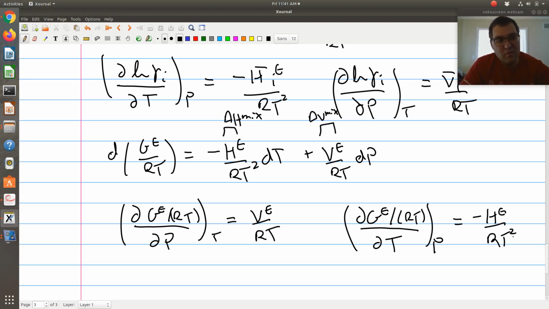Next, we'll talk about how to use them to calculate vapor-liquid coexistence. We'll look at some excess Gibbs free energy models, and then we'll be ready to tackle the problems.